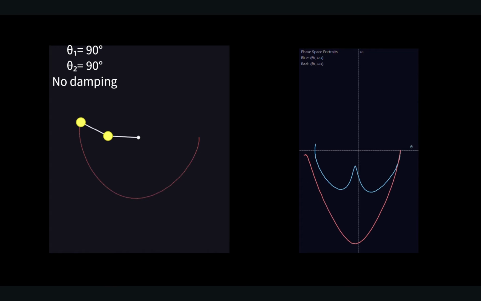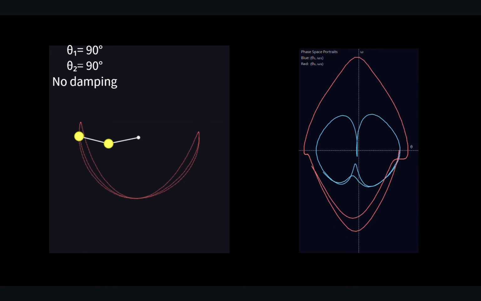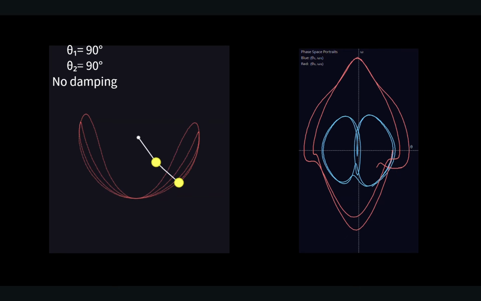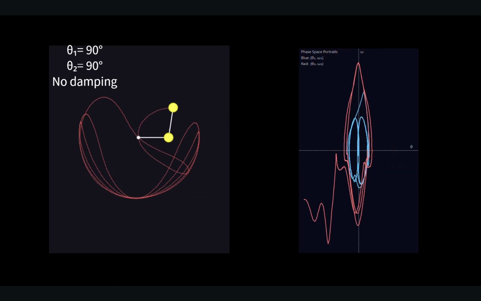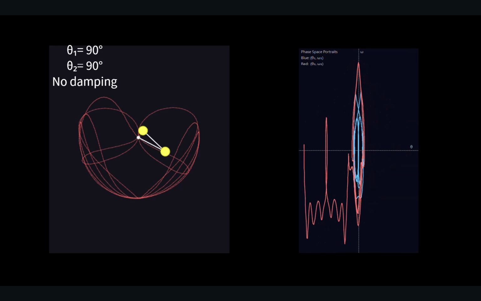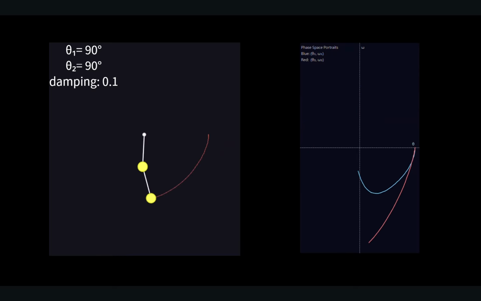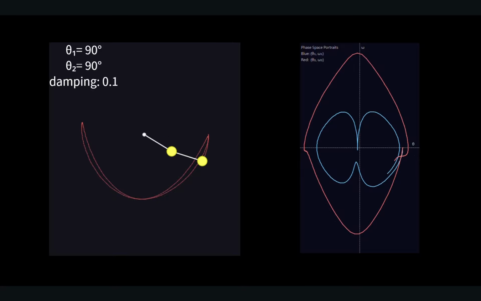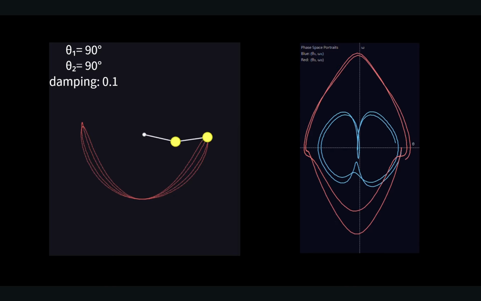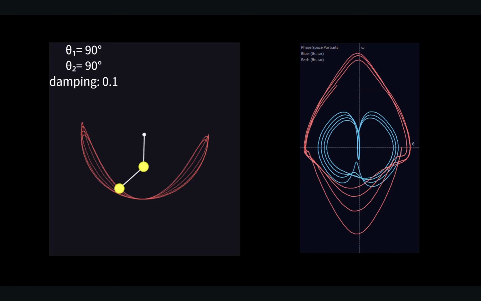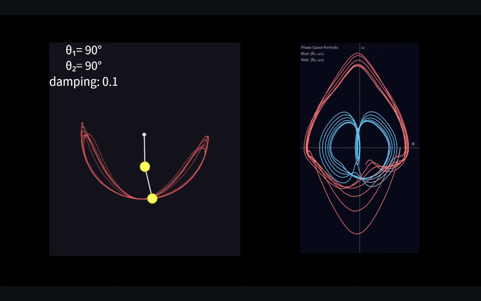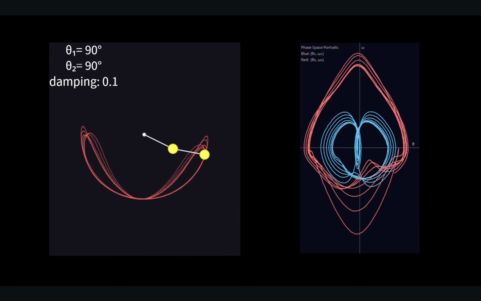Next, let's explore the effect of damping. With zero damping, the motion remains chaotic and the phase space curves never close. They continue to wander around, forming complex shapes. Now, let me gradually increase the damping value. As soon as we introduce dissipation, the motion becomes smoother, and the phase space trajectories begin to shrink. Eventually, the system settles into a simple, predictable swing. This shows the transition from chaotic dynamics to stable motion when energy is gradually removed from the system.